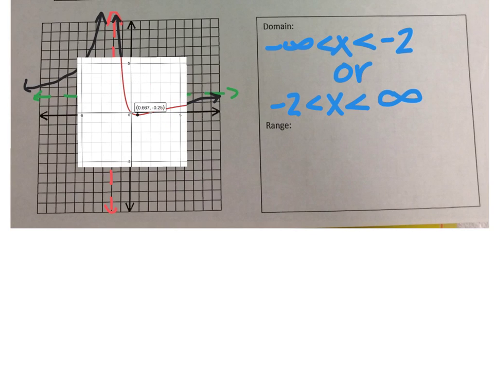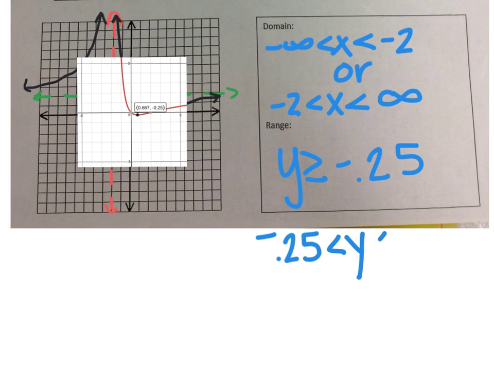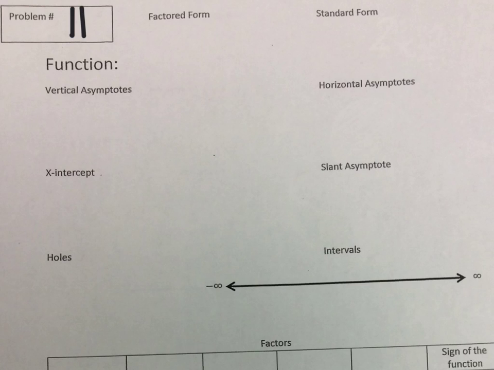So that means that my range is y's that are greater than or equal to negative 0.25. Or you could write that it goes from negative 0.25, which is less than y, which is less than infinity. So both times I wrote mine in inequality notation, but like I told you guys, I don't care if you write it in inequality, set, or interval. You just need to be comfortable with all three of the notations.